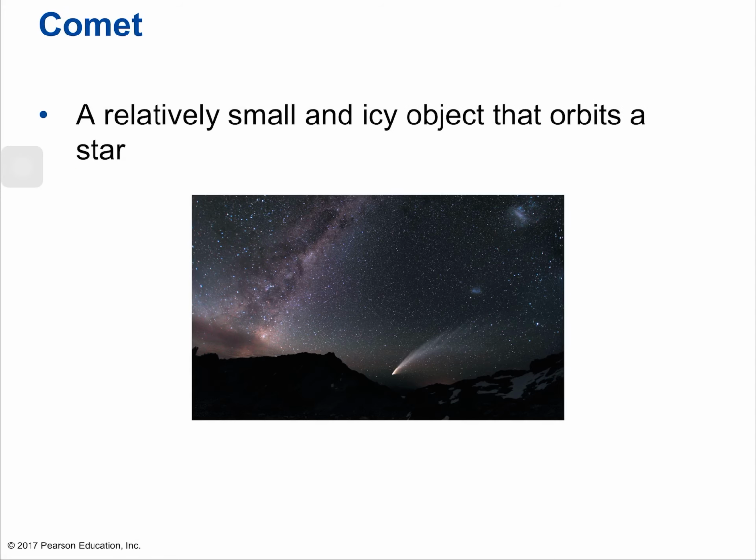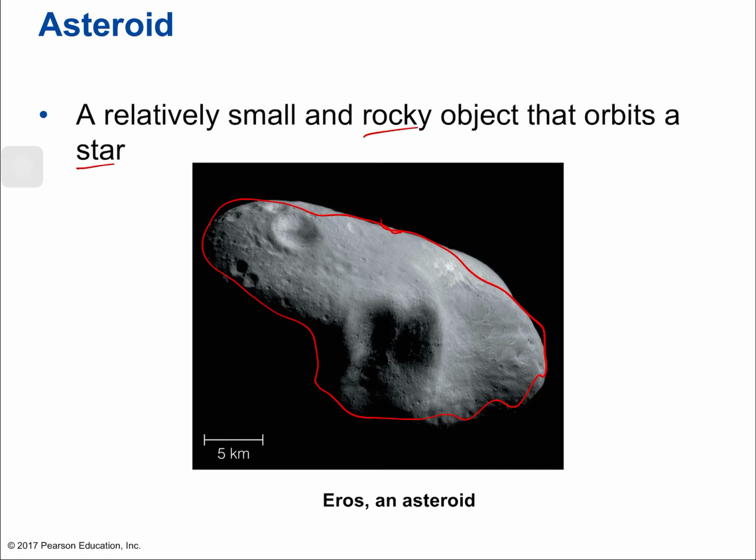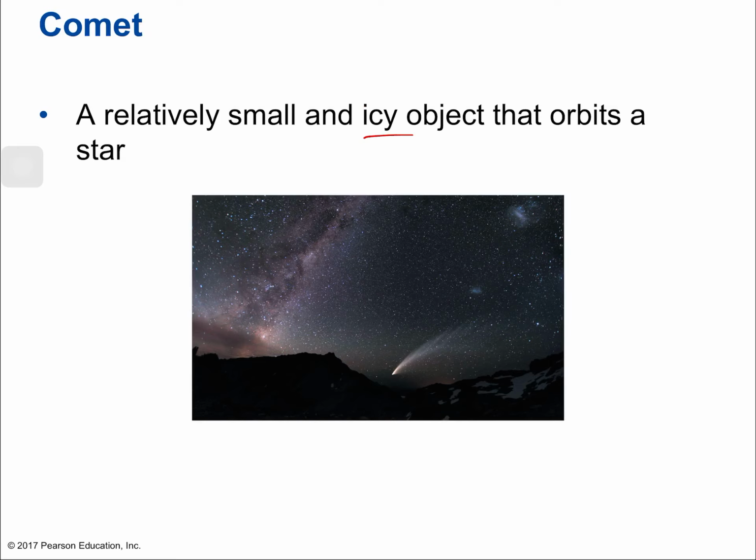Then there's a comet. So what's different about a comet? Because this is a relatively small and icy object that orbits a star. Well, if you look back, asteroids are rocky, comets are icy. That is the only difference. They're both too small to be planets, but they are defined by their composition. Asteroids are rocky, comets are icy, all right?